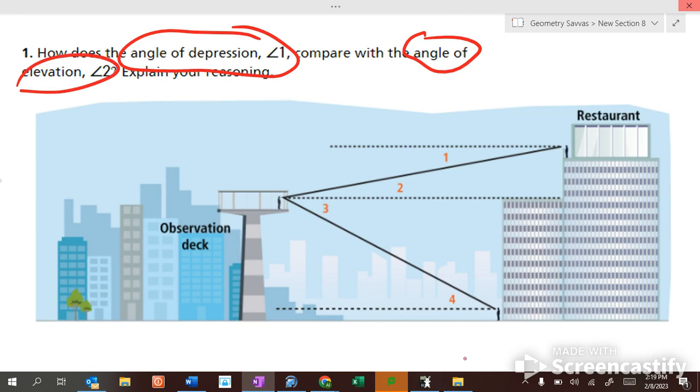Okay? So, if the person at the observation deck is looking at a person down on the ground, is angle 3 an angle of elevation or depression? Depression. And this person looking up at the person at the observation deck is an angle of elevation.